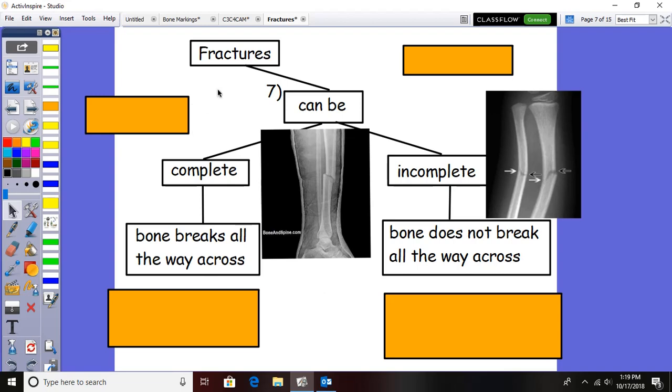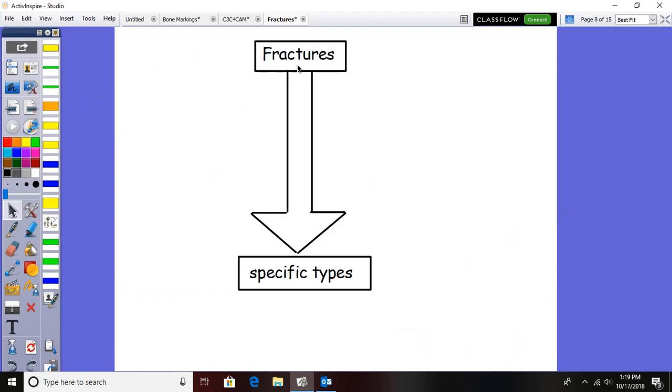Okay, and so on the bottom of this, we're going to look at some specific fracture types, because these are just kind of ways to categorize our fractures. And so fractures was the box we started with here, and then we're going to go down, and I want you to write specific types in this box down here, and we're going to look at 4 specific types.